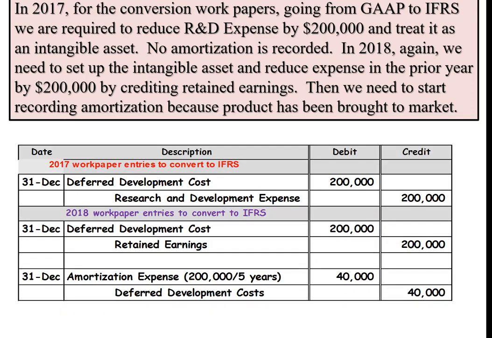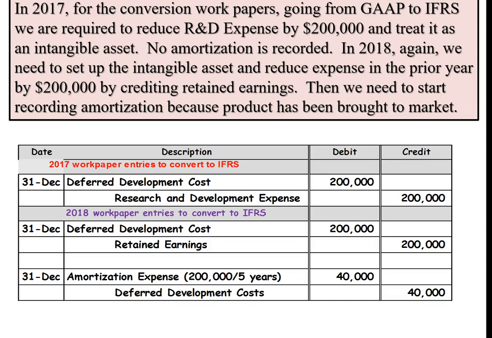Again, here are the working paper entries. For 2017, what we would have done is set up the intangible asset and reduced expenses going to the international standard. And for 2018, again, we would set up our intangible asset, but this time the adjustment would go to retained earnings because it was expensed in the prior year. And then we would do our actual amortization since the product has gone to market, and we would book the $40,000 and reduce our intangible asset by that amount.